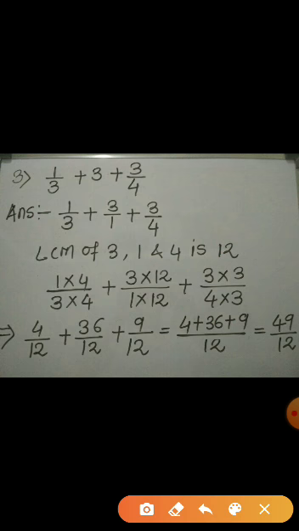So what will we get? 4 by 12, 36 by 12 and 9 by 12. If you solve all the three fractions, you will get these three fractions, which are the like fractions.